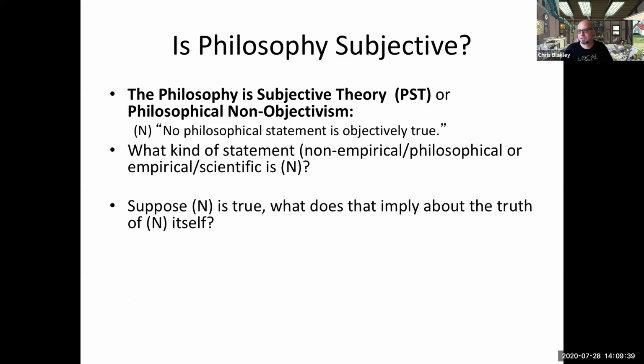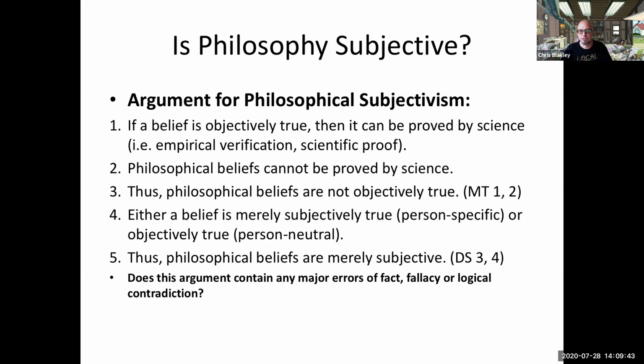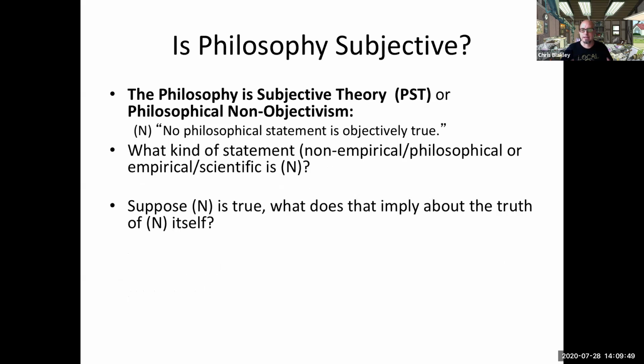Well, let's think about this argument for a second. That first premise, that if a belief is objectively true, then it can be proved by science or empirical verification, however you want to say that, is like saying the following. In other words, premise 1 entails this claim that I'm labeling N here: no philosophical statement is objectively true.